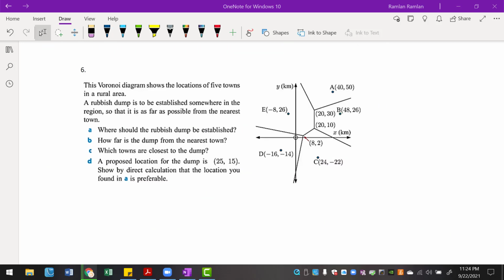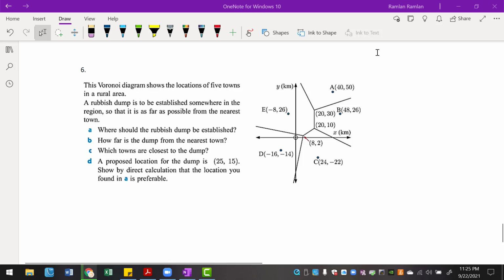Okay, number 6. This Voronoi diagram shows the location of 5 towns in a rural area. A rubbish dump is to be established somewhere in the region so that it is as far as possible from the nearest town. Question A. Where should the rubbish dump be established?